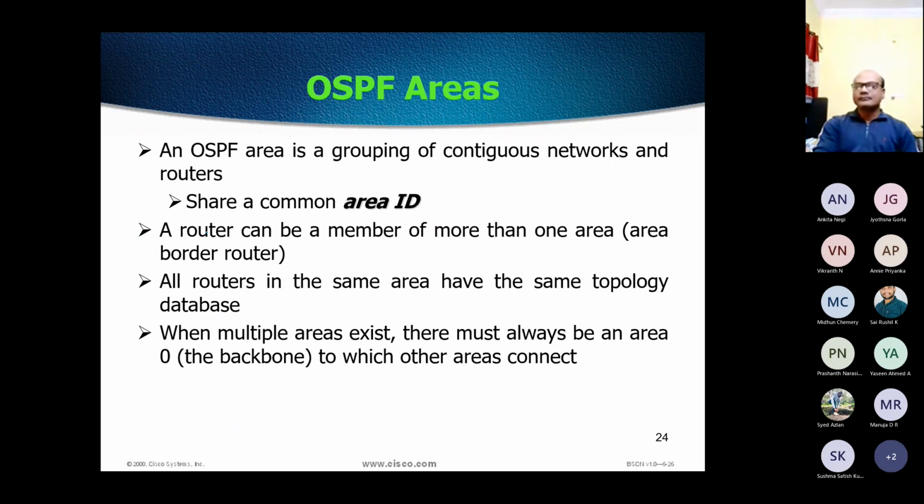Okay. An OSPF area is a group of contiguous networks and routers sharing the same area ID. A router can become a member of more than one area, so it can belong to more than one area.